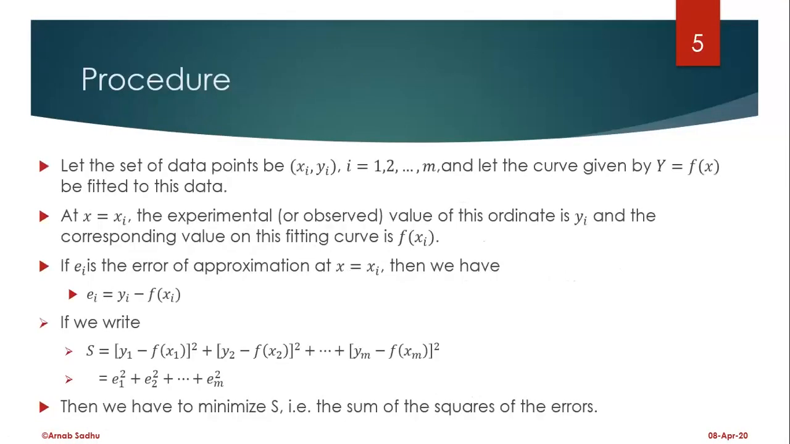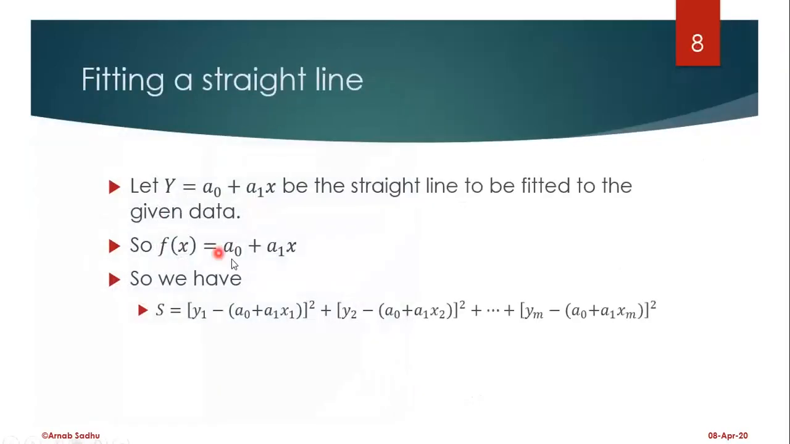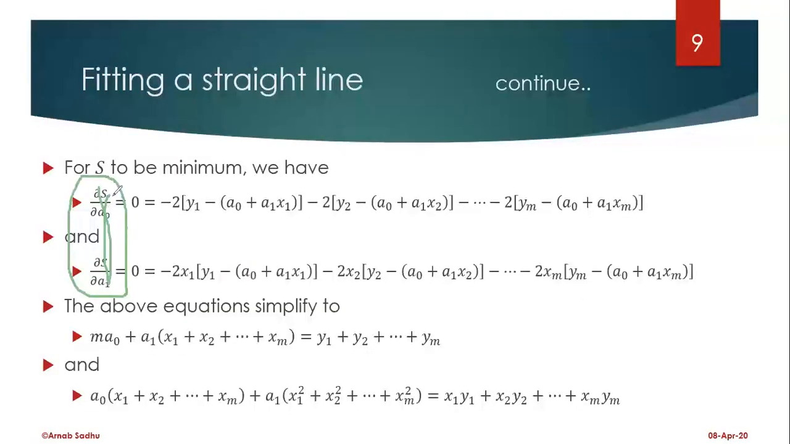One is a0 and the other parameter is a1. So we have to take the first order derivative of S with respect to a0 and the first order derivative of S with respect to a1. If both of the first order derivatives, that is del S del a0 and del S del a1, are 0, our equation will simplify to m a0, because with a0 you have a constant. How many a0s do you have? You have a total of m a0s, and with a1 you need to multiply x1, x2, up to xm. So a1 into x1 plus x2 plus up to xm.